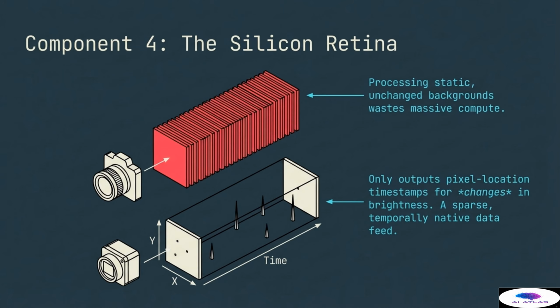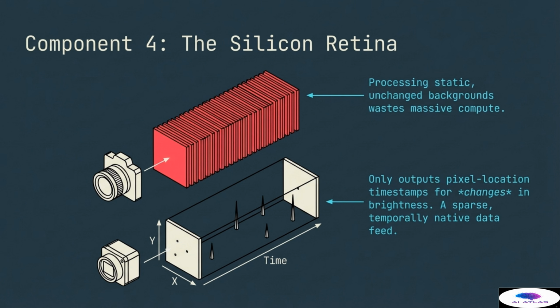Component number 4 is the silicon retina, also known as a dynamic vision sensor. Traditional cameras take dozens of full-frame pictures every second. Processing static, unchanged backgrounds in these frames wastes a massive amount of compute power. If you are filming a wall, a normal camera sends the same pixels over and over again, requiring the processor to check every single one.